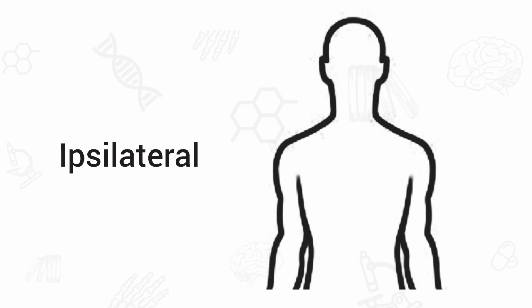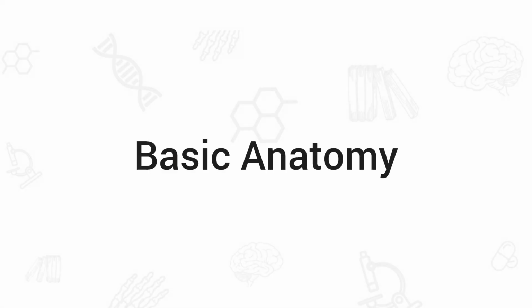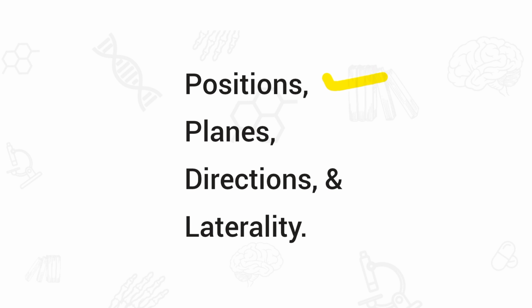So that's it, guys. We've learned the basic language of anatomy. We've learned positions, planes, directions, and laterality. With a little practice, and once you are comfortable with these, you'll be able to follow and describe structures in anatomy with clarity. Next time, we'll start applying this to real anatomy.